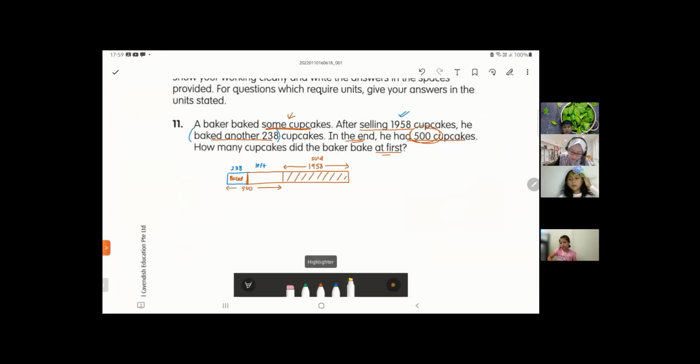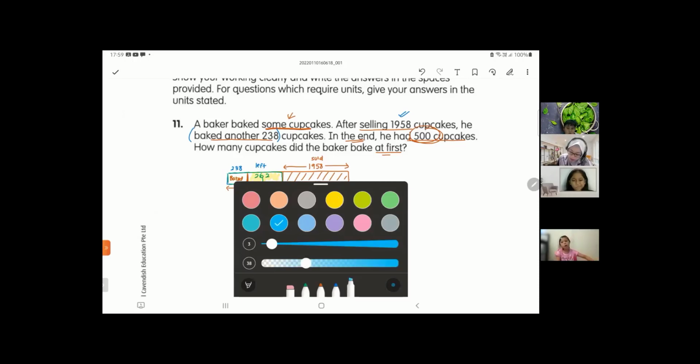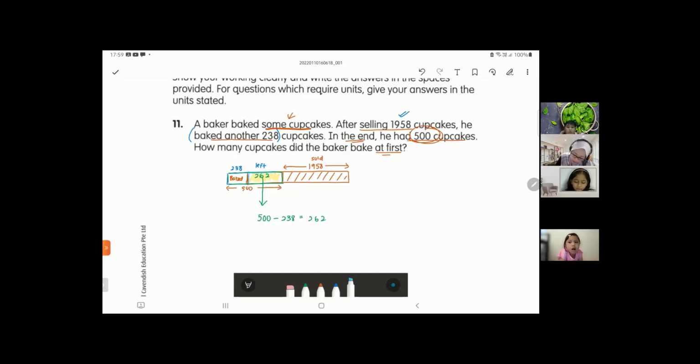Now, my issue is, can I find this part here? What is left after he sold that part there? That's my issue there. Okay, so what I can do is to find that leftover part, I can simply take 500, because if you look at this model here, this part here, 500 take away 238 equals to, okay, it will be 262. So this one is 262. Okay, and what he have at first is, it's based on the model that I highlight. This is what he have at first, the blue color highlighted one. This is what he have at first, this part.